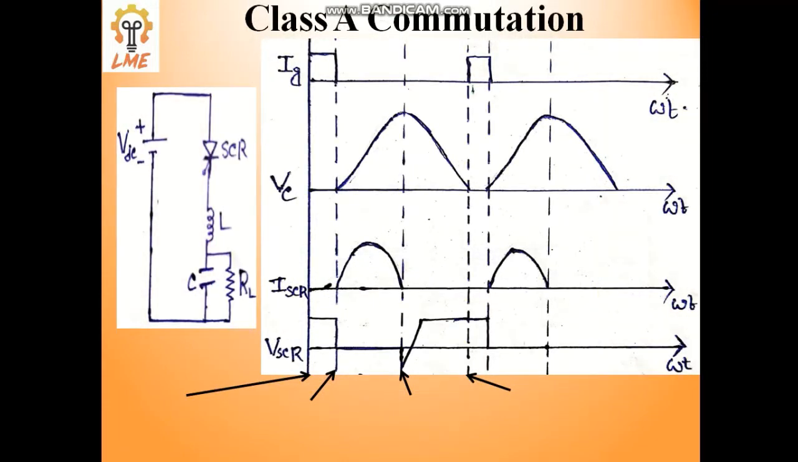In the class A commutation, this is the circuit of class A commutation and this is the waveform of the class A commutation. So we'll explain what is the circuit over here. In every commutation circuit we consider a DC supply, because in an AC supply we already know that natural commutation is possible, but in DC we have to use forced commutation.